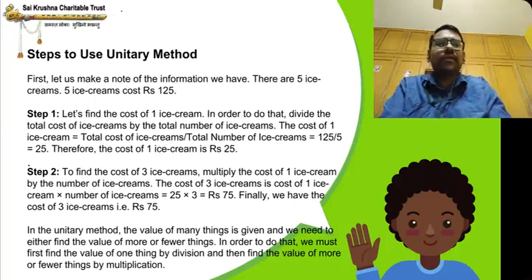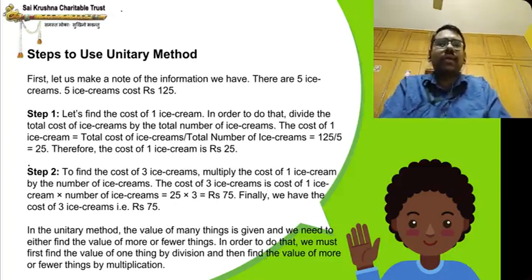Step 1: let's find the cost of one ice cream. In order to do that, divide the total cost of ice creams by the total number of ice creams. The cost of one ice cream is equal to the total cost of ice creams divided by the total number of ice creams. The total cost is rupees 125, divided by 5 ice creams. Therefore, the cost of one ice cream is rupees 25.